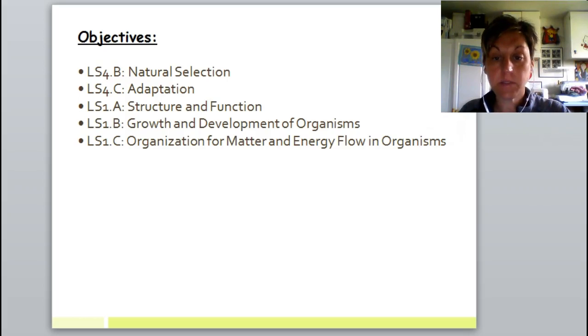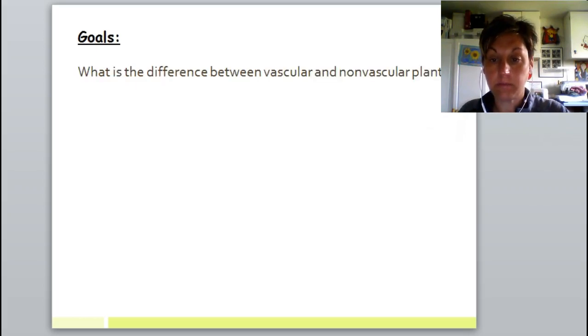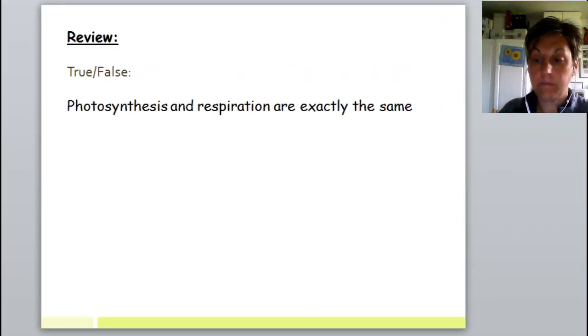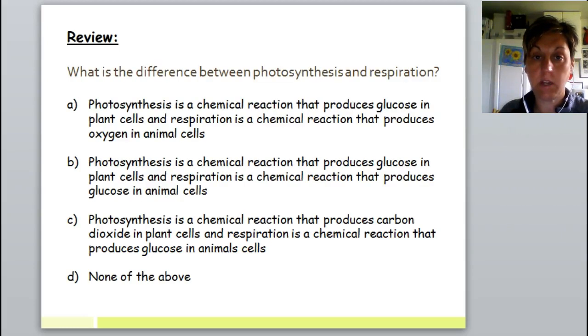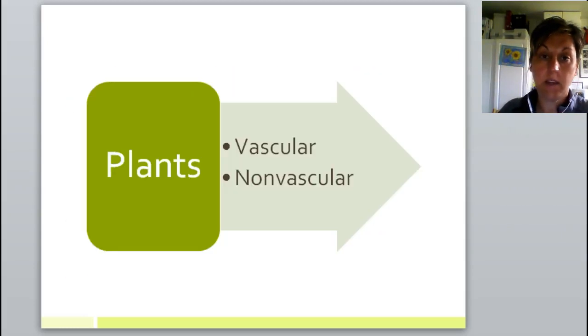These are the objectives that we're covering in the unit, and these are the goals. We are going to identify the difference between vascular and non-vascular plants. We'll do some review questions at the beginning of class, and this will be the notes part of the class, so you want to make sure that you take some notes and listen to the recording pretty carefully.